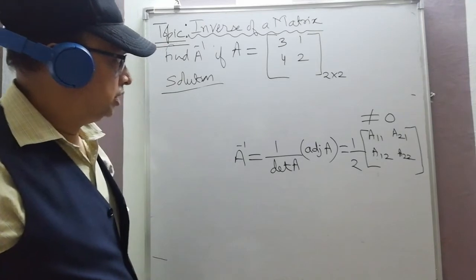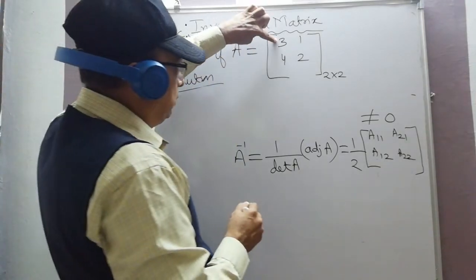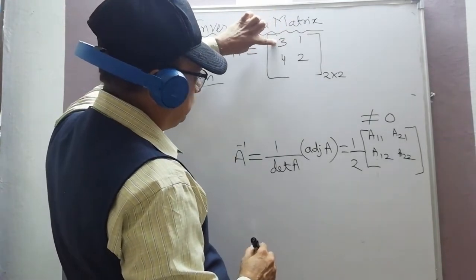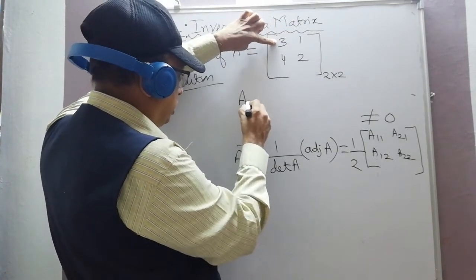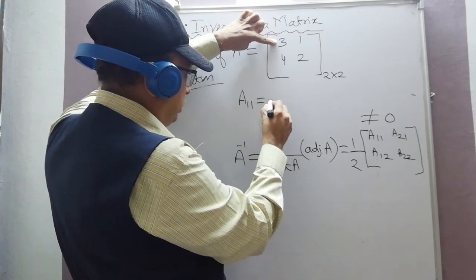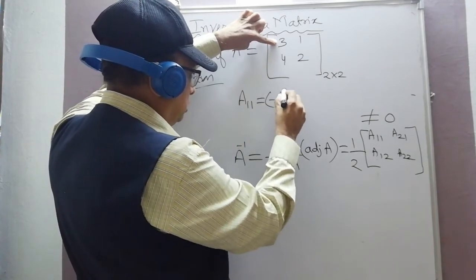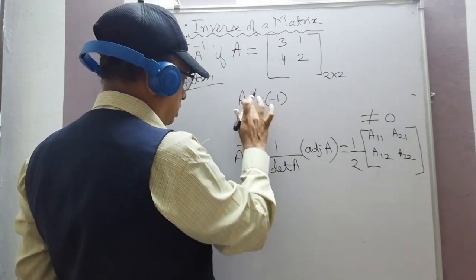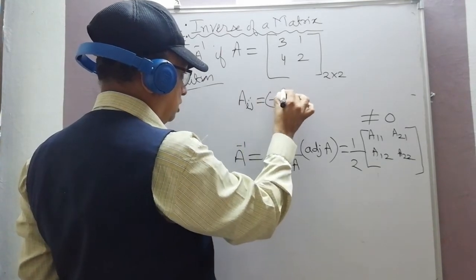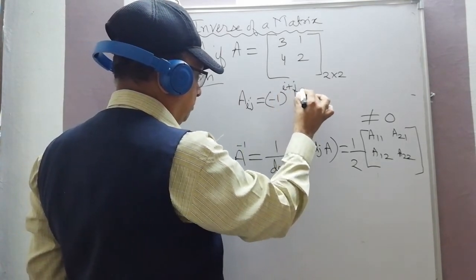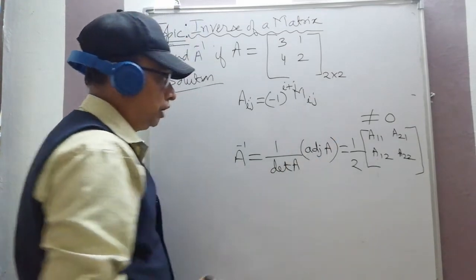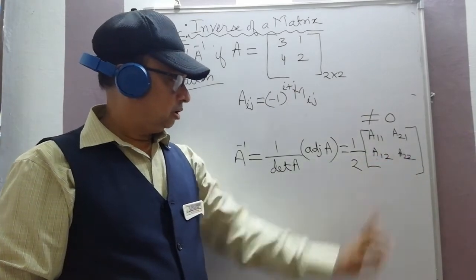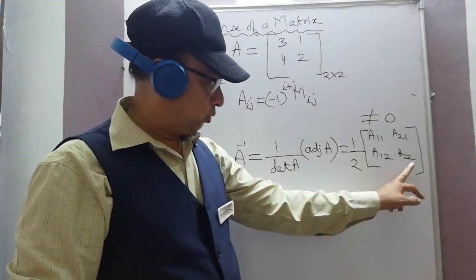So see here, what is A11? A11, that is the positive part. See here, it is deleting this one. A11 means here I am calculating by means of identity minus 1 to the power i plus j. You know this thing, cofactor. Writing here Aij, minus 1 to the power i plus j, Mij. This is the formula to find cofactor. This one is cofactor. A11, A12, A21, and A22.